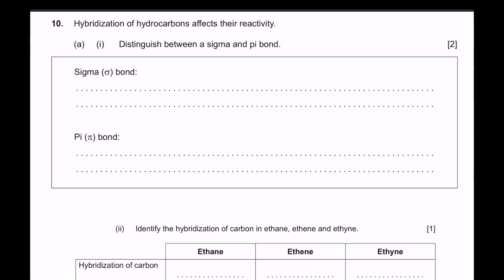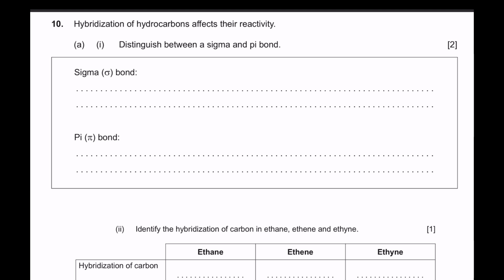Now let's move on to question 10. Hybridization of hydrocarbons affects their reactivity, obviously. So question 10a, part 1: distinguish between a sigma bond and a pi bond. It's pretty easy. A sigma bond is found when you have head-on overlap between two atomic orbitals, and the pi bond is found when you have lateral or sideways overlap of the atomic orbitals. So yeah.